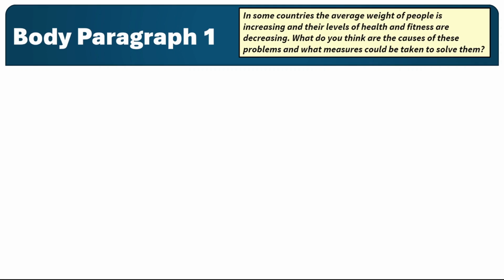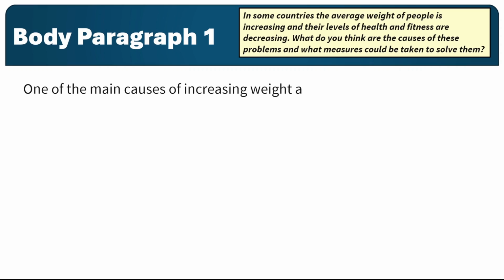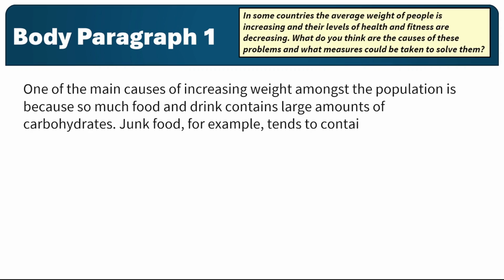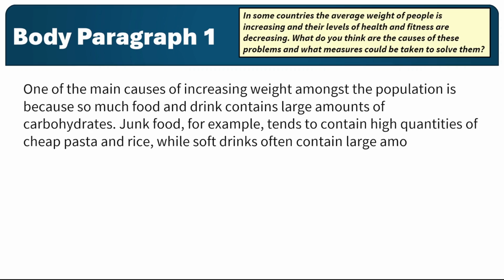Now let's look at the body paragraph. So here's what I would write for body paragraph 1. Remember, here I'm going to talk about the problems of why people are getting fatter. Why is there increasing weight? One of the main causes of increasing weight amongst the population is because so much food and drink contains large amounts of carbohydrates. Carbohydrates, remember I talked about that in the plan. Junk food, for example, tends to contain high quantities of cheap pasta and rice, while soft drinks often contain large amounts of sugar. So that's an explanation of the idea about large amounts of carbohydrates.